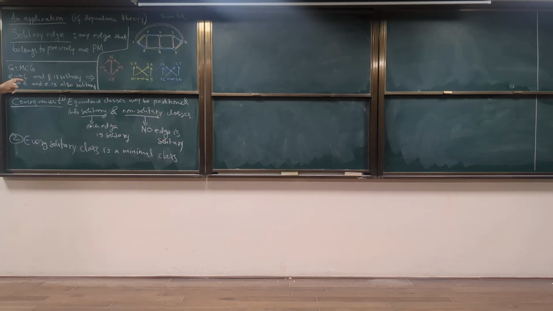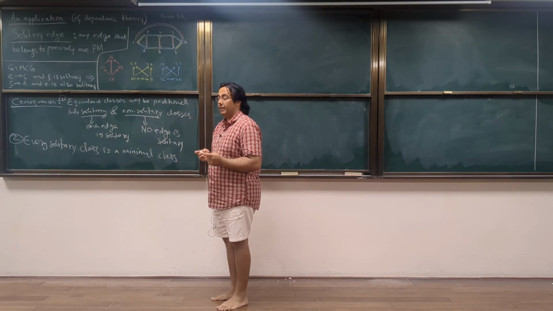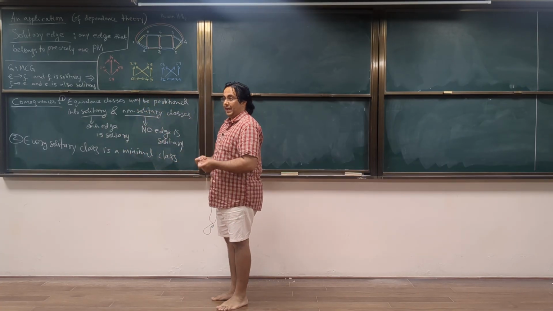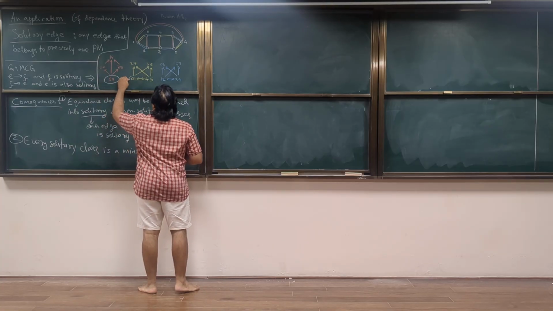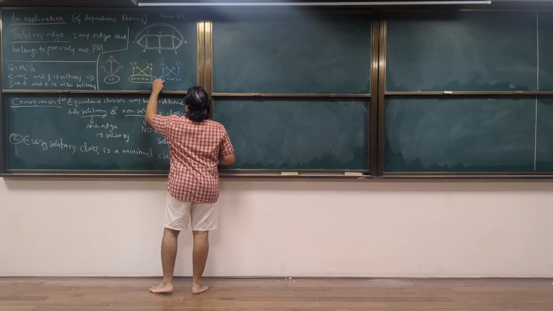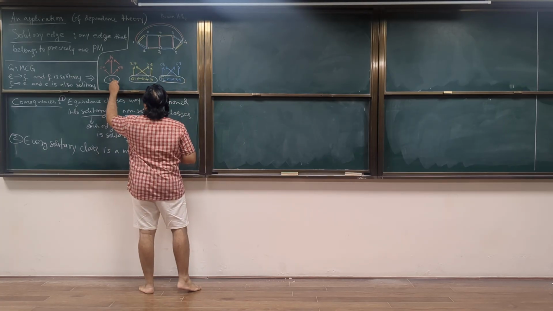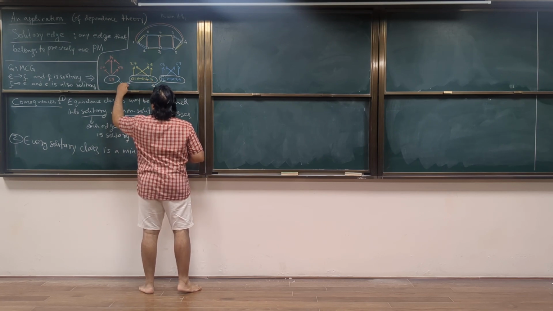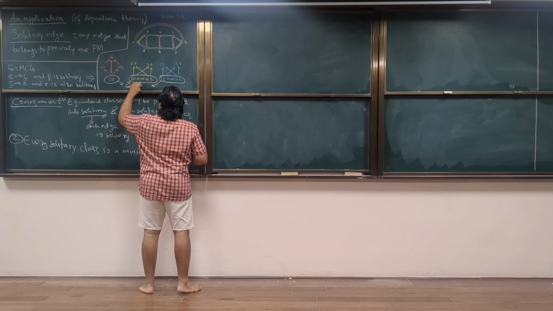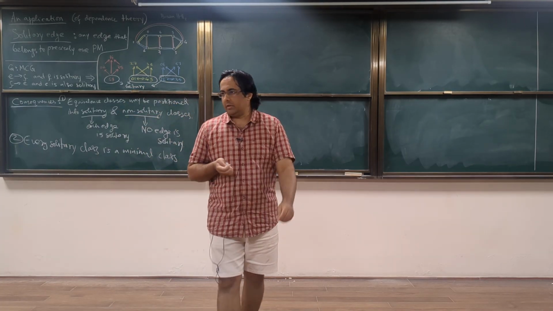Let's look at this example. In this example, one can check that every minimal class is a solitary class. This one, and this one. In general, this is not true. In this example, each of them is a solitary class. In general, this is not true.